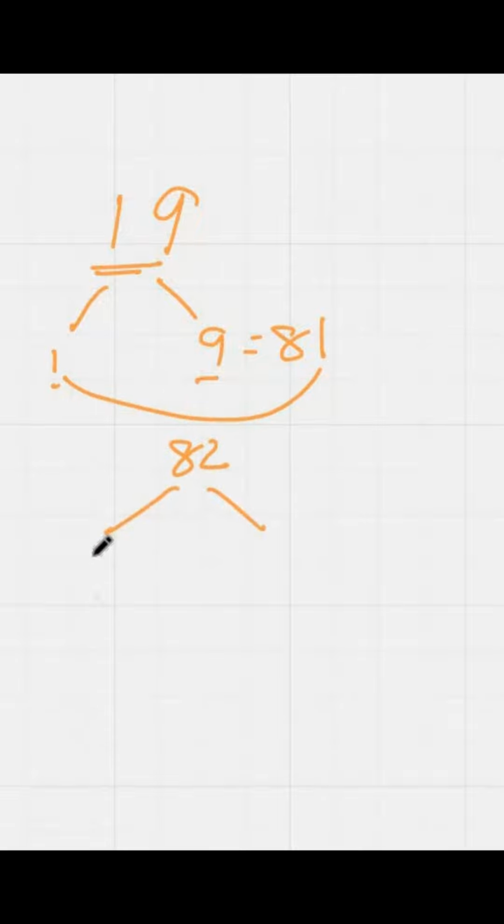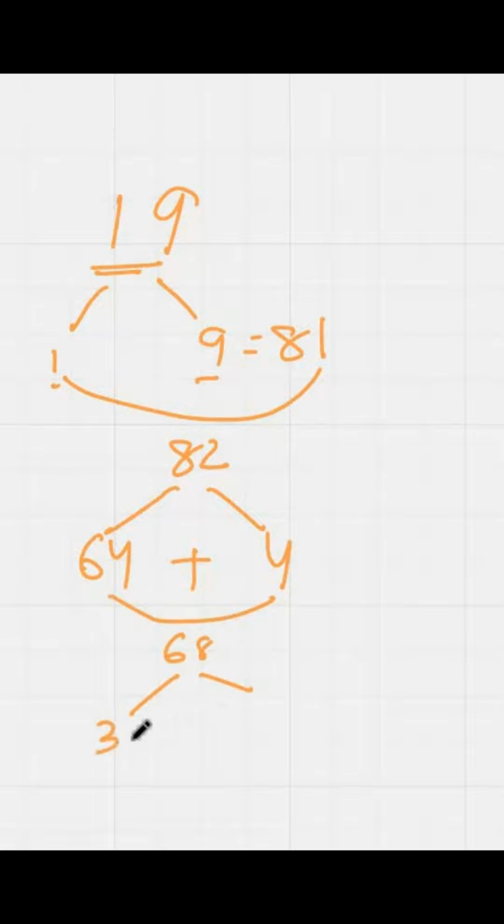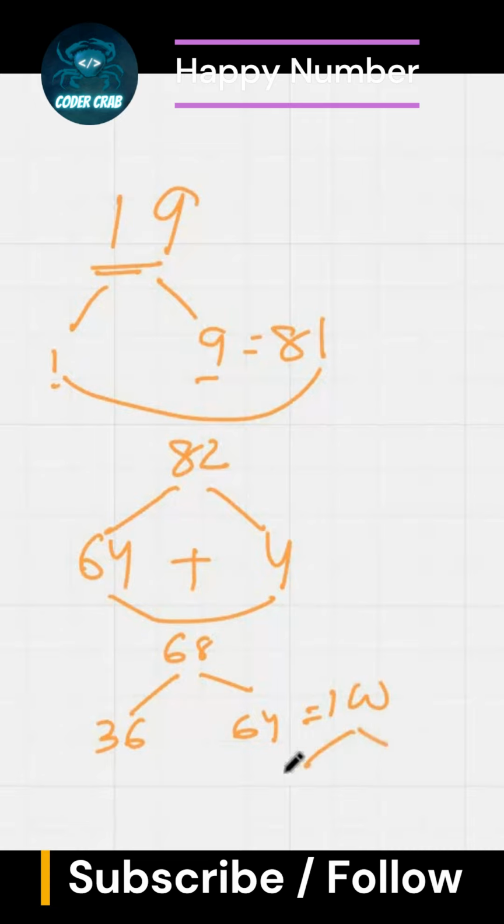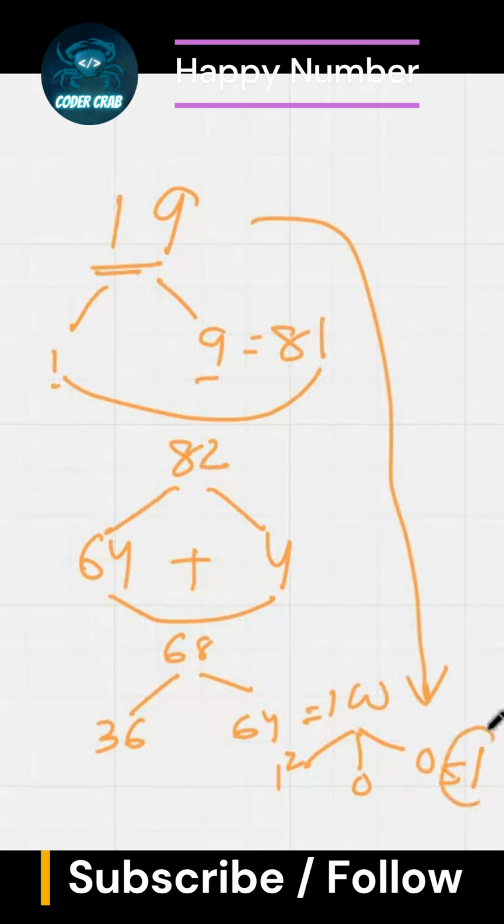You will repeat the same step. Now 8 squared is 64, 2 squared is 4. You sum them and it becomes 68. Then you repeat it again. It becomes 36 and 64, which is 100. Now you repeat the same step: 1 squared, and you have 0, 0, so that becomes 1. If you continue doing these steps and at the end you find 1, that is a happy number. 19 is a happy number.